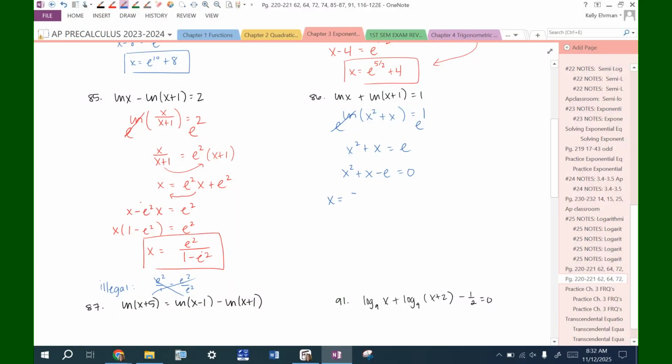All right, so opposite of b plus or minus square root of b squared minus 4 times a times c over 2 times a. The question is, is this a real number or not? And you do get, let me work on this a bit. You get the square root of 1 plus 4e, which can't be combined. But that is a positive value underneath my square root. So this is the answer I get for x.